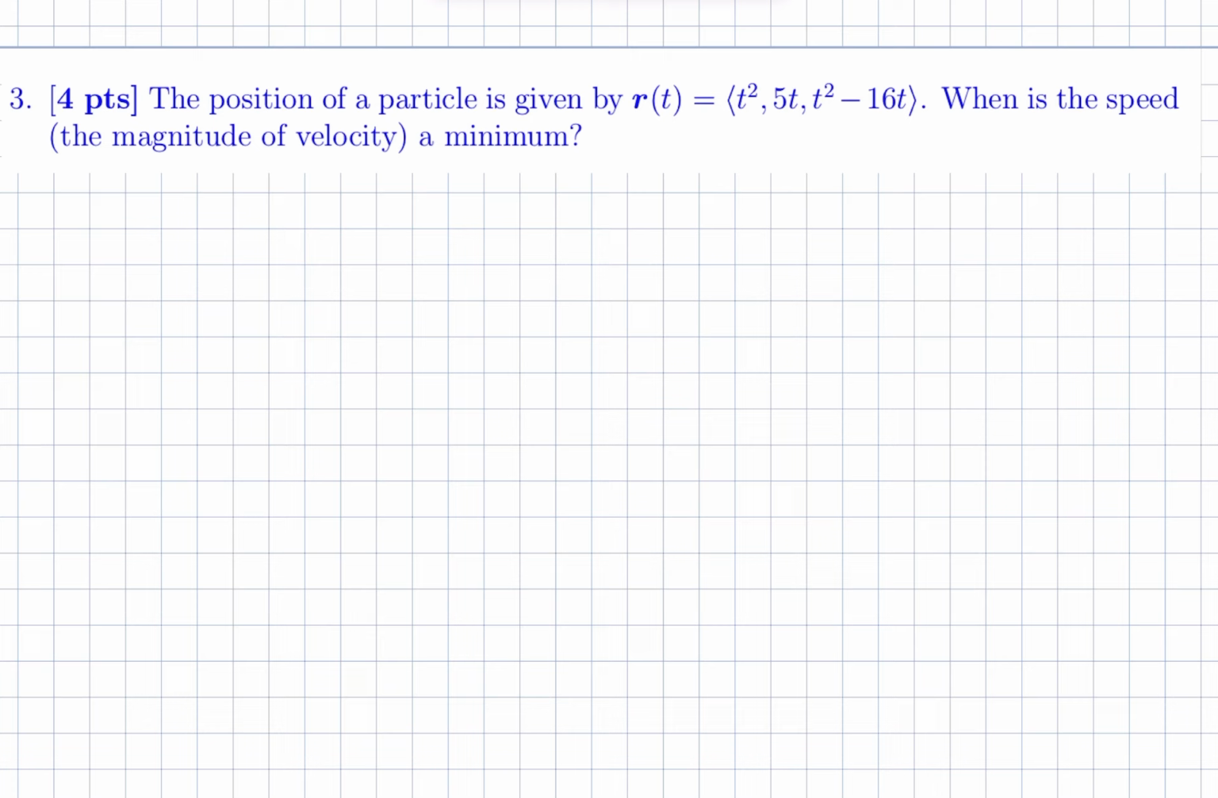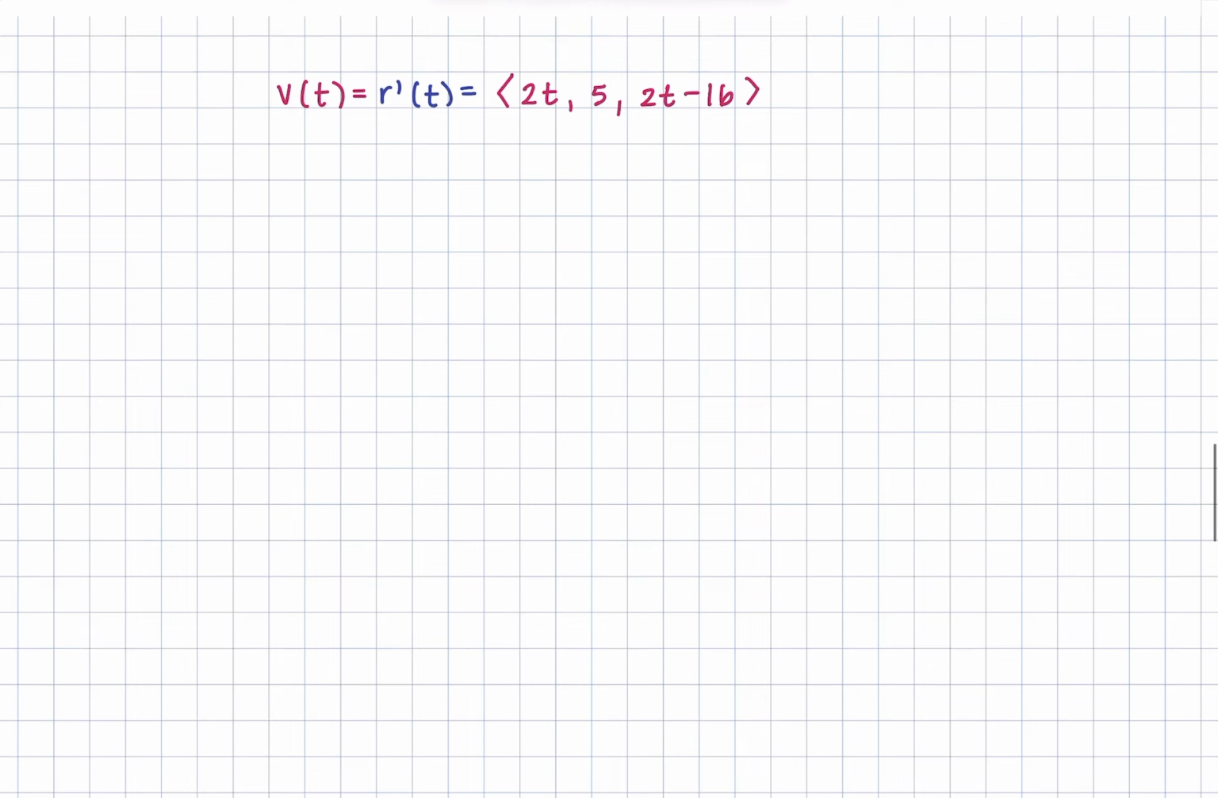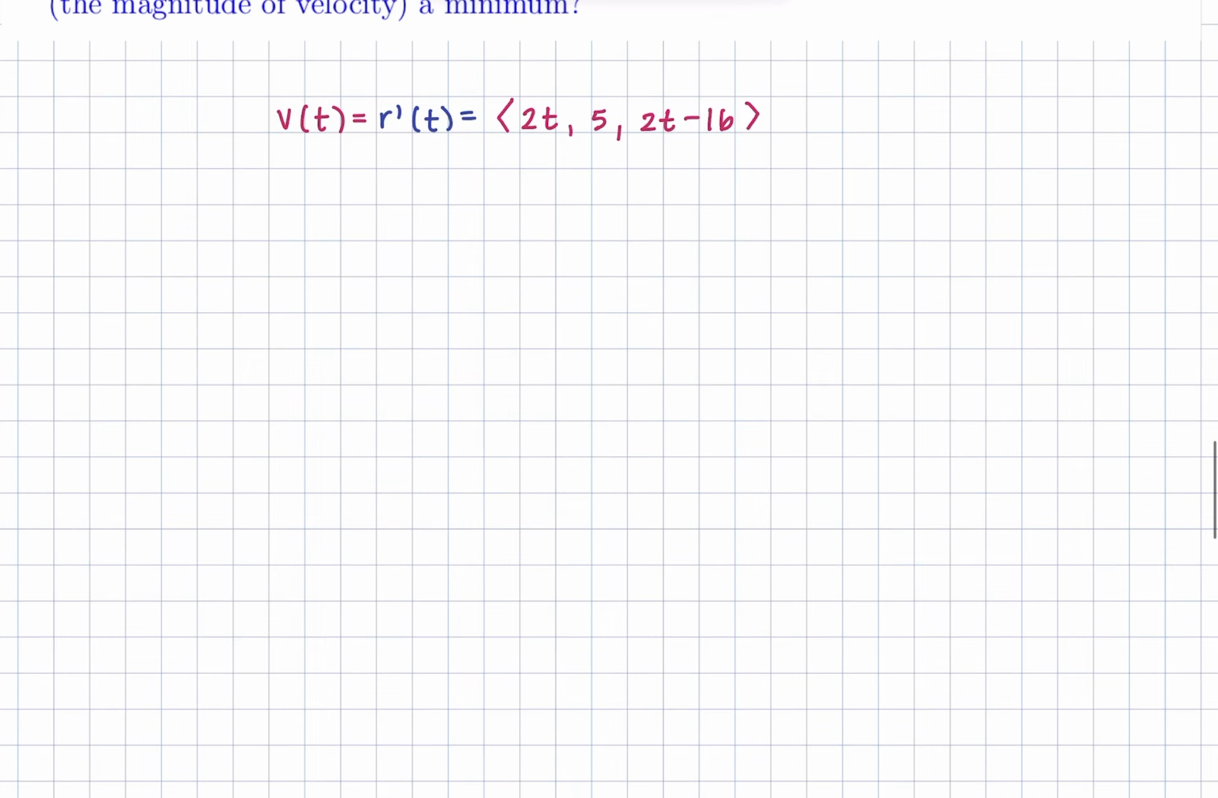And to find the velocity, so v of t, we need to take the derivative of the position function, so r prime of t, which equals, so the derivative, and we're taking the derivative component-wise, so t squared is going to be 2t, the derivative of 5t is 5, and lastly, the derivative of t squared minus 16t is 2t minus 16. Now that we have the vector for our velocity, we need to find its magnitude.